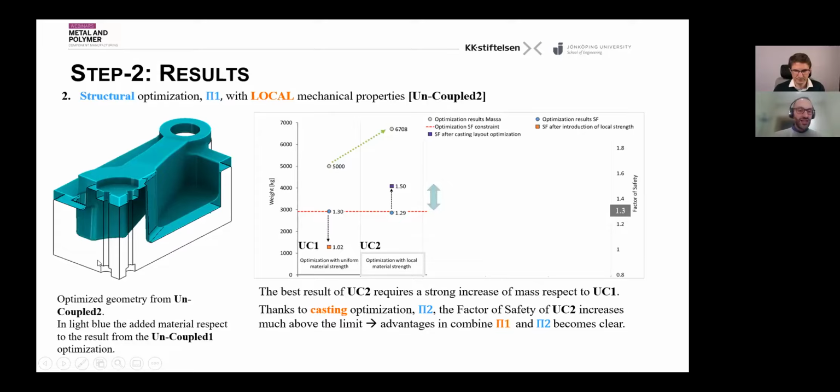And here you can see that the light blue is all the material added to the first design to reach the target about the stress and the safety factor. So in that case, we were safe, but with a huge amount of material that didn't make our responsible happy, because this means that the cost of the components increased a lot.